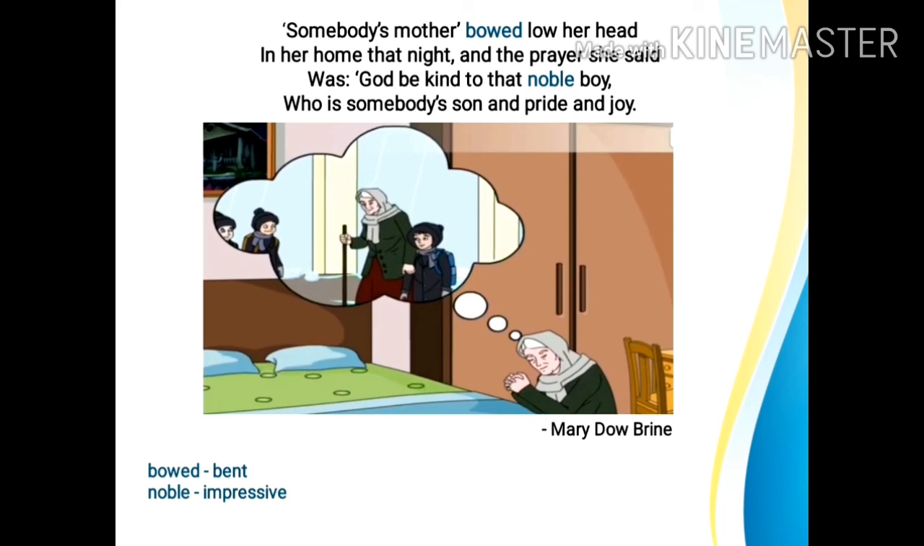So let's understand the meaning of the last stanza of the poem. In this stanza, the poetess describes that somebody's mother, meaning the old woman, went home and prayed for the boy that night, asking God to be kind to that boy who was somebody's son and pride and joy. Now, the reason why the old woman refers to the boy as pride and joy is that the boy who helped her was different from the other boys, where there were so many school boys.